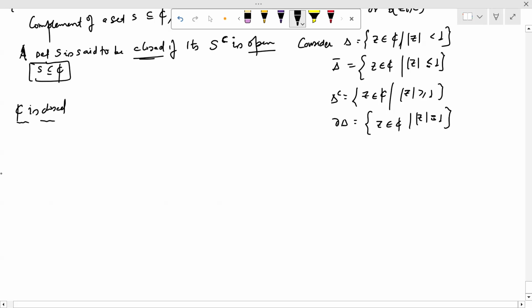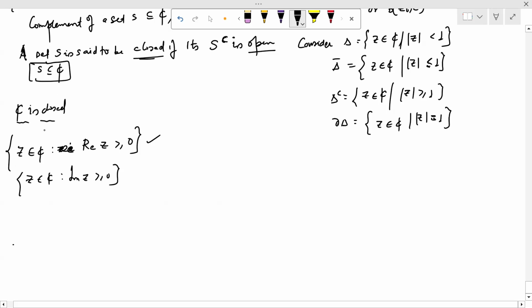What can you say about this set? This set is also closed. Say we did real part of z greater than 0. If I use greater than or equal to 0, this is also closed. If I take imaginary part greater than or equal to 0, this is also a closed set. If I use greater than 0, then it is an open set. But equal to 0 means I'm including the boundary. It implies it is closed. Why it is closed, we'll come to see. The entire complex plane is both open as well as closed. So we'll see why it is closed also.